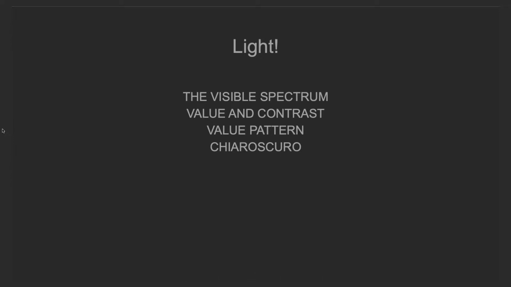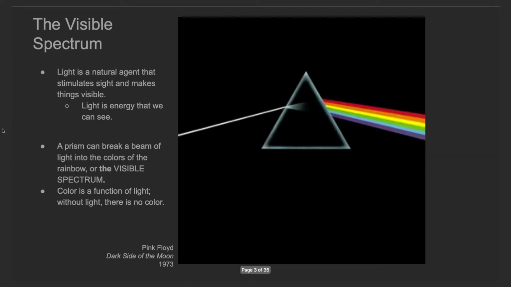So we started off talking about light and what light is. Light is energy, and light is what we perceive with our eyes. That's part of the visual spectrum.